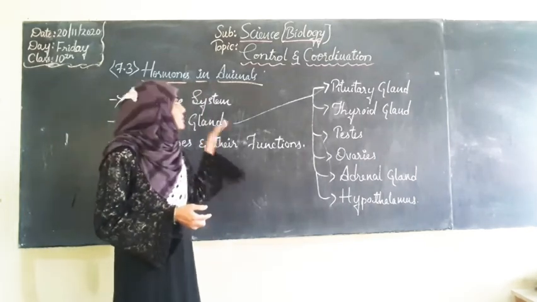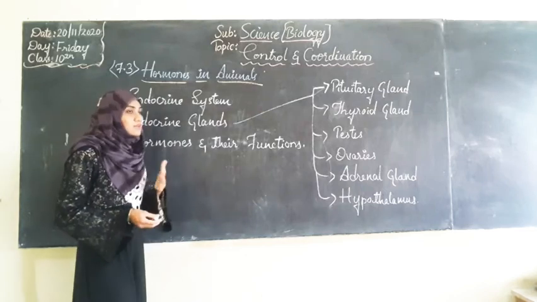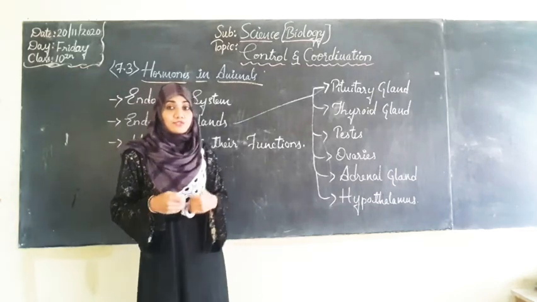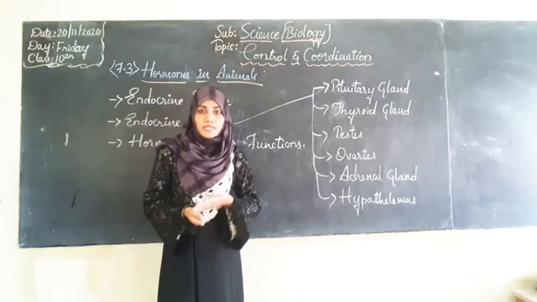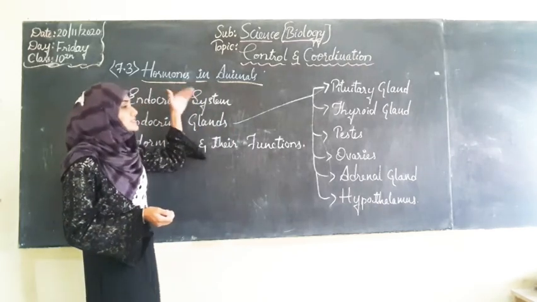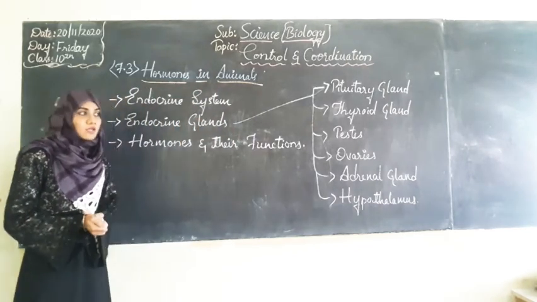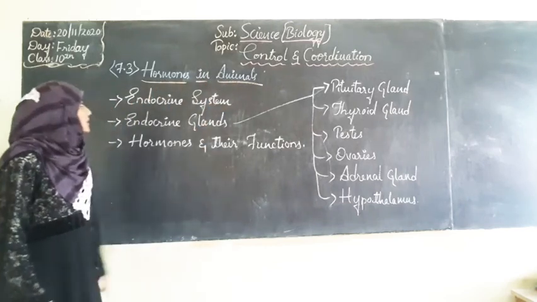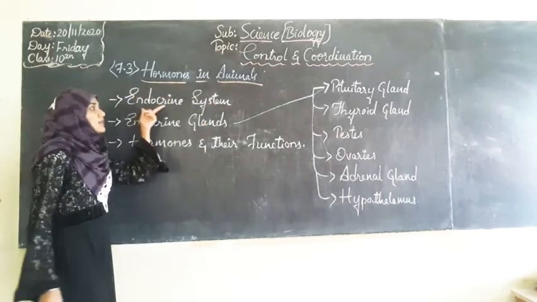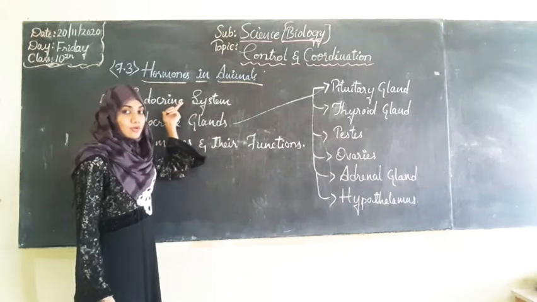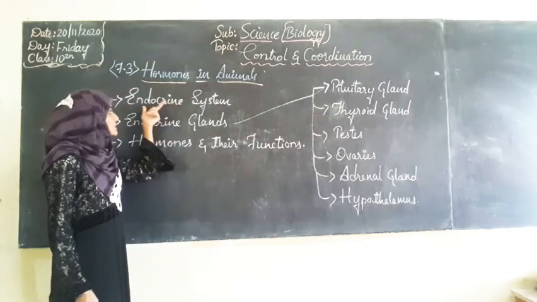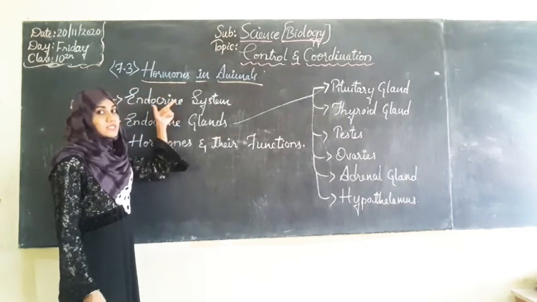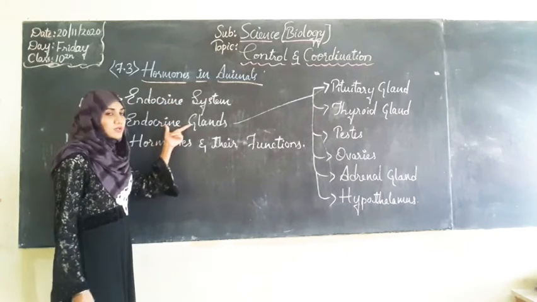That's nothing but the hormones. The activities that we do are controlled and coordinated by the hormones present inside our body. So in today's session we are going to discuss the hormones in animals, and we shall go through the endocrine system. What is the endocrine system and what does it consist of? This endocrine system consists of the endocrine glands.